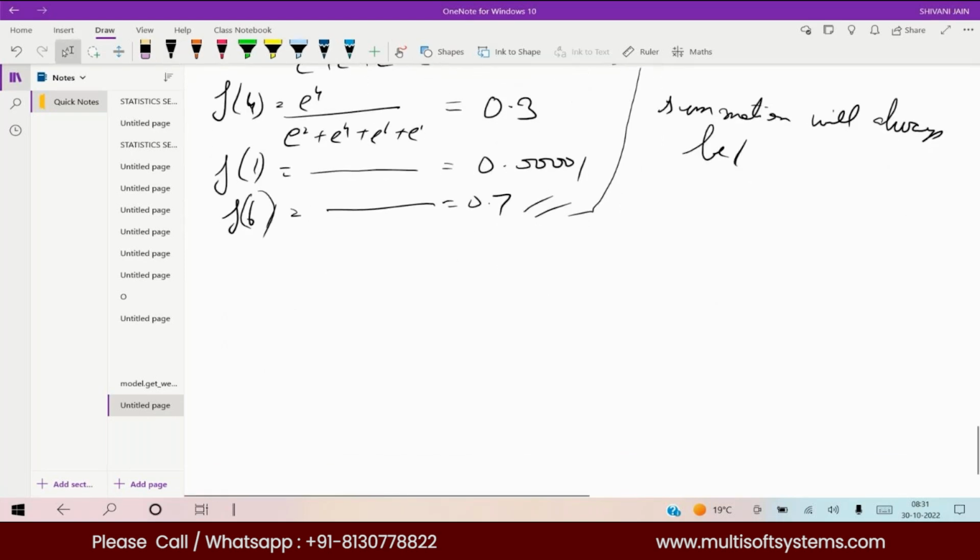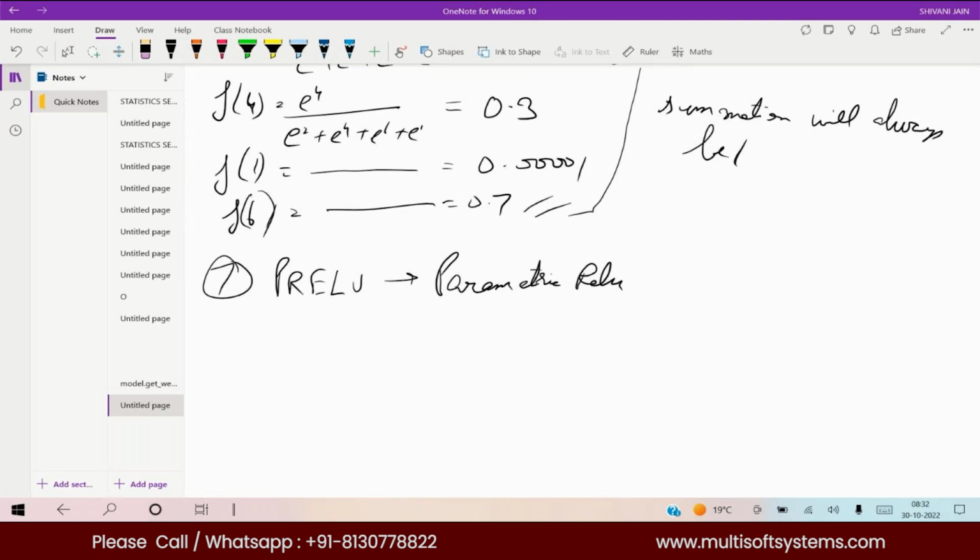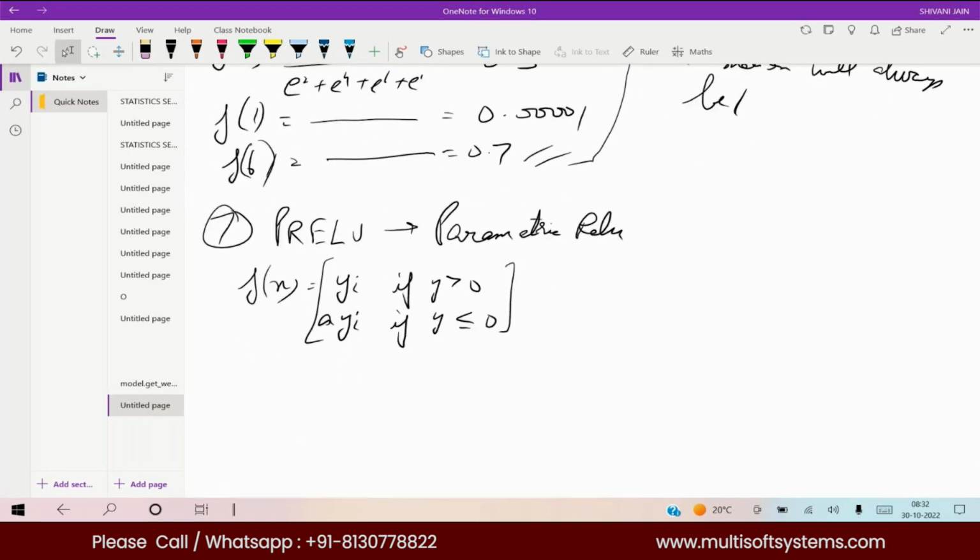Right. Now next is PReLU, the parametric ReLU activation function. It says y of i, or you can say x of i, if y is greater than 0, and a times y if y is less than or equal to 0. Now what is this a? This is called a learnable parameter. If you compare this equation, it is basically a combination of ReLU plus leaky ReLU.